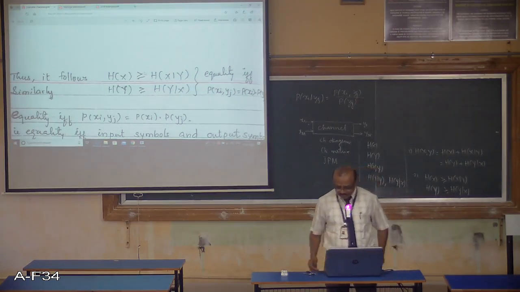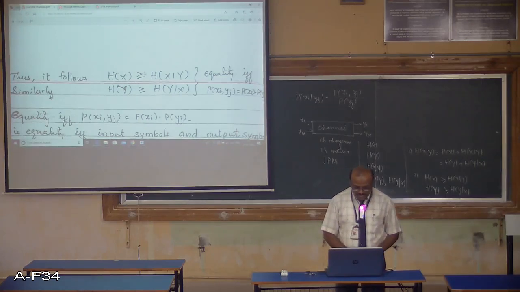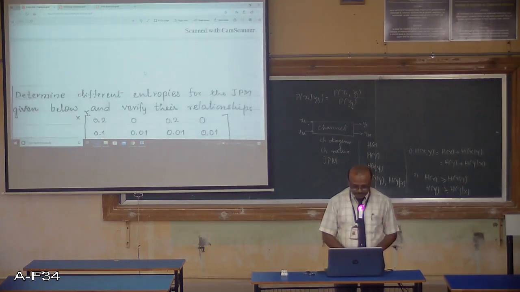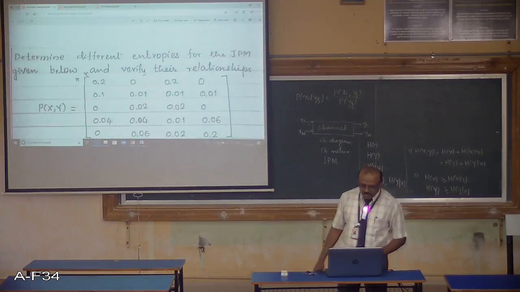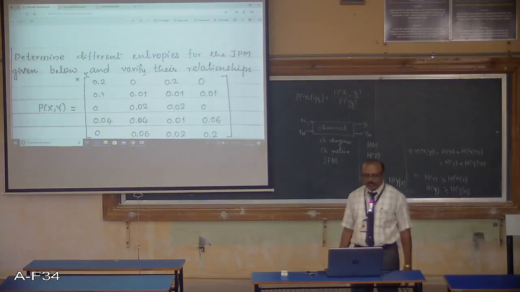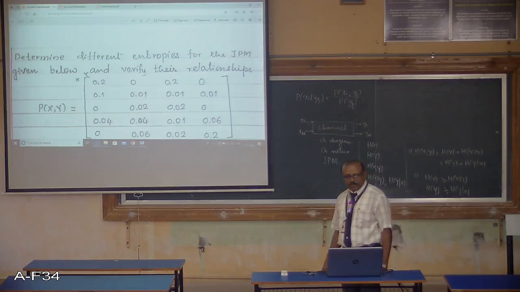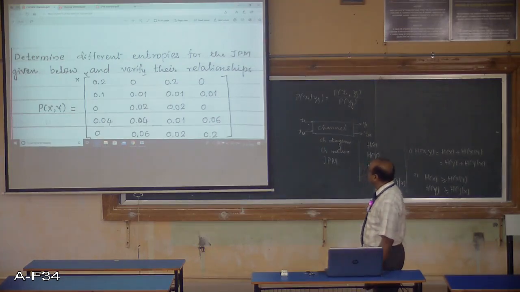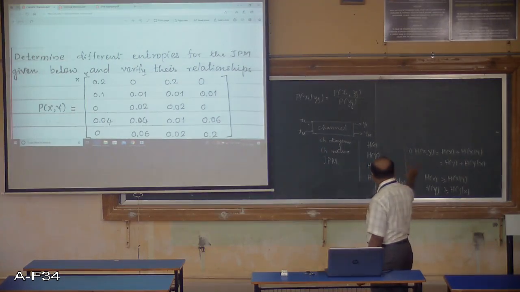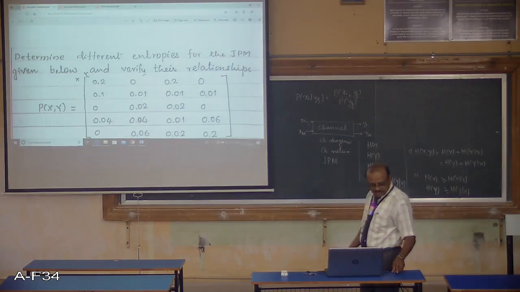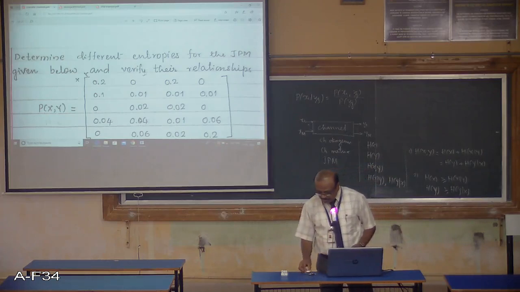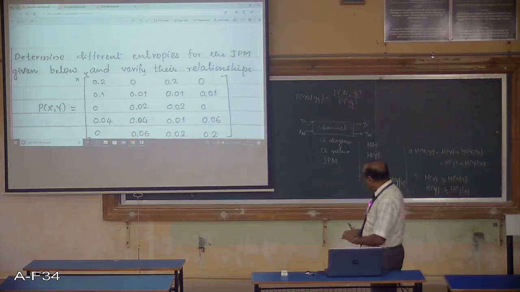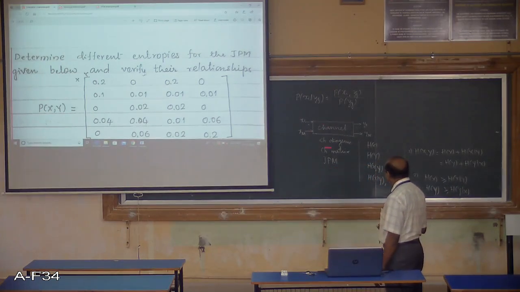On this, let us have one problem. Determine all the different entropies of a channel represented in the form of JPM and verify their relations. On this, there is a problem. So what this problem is, a channel is described by JPM. We can represent the channel in 3 different ways, either diagrammatic or channel matrix or JPM.